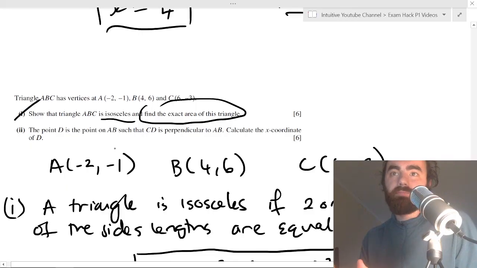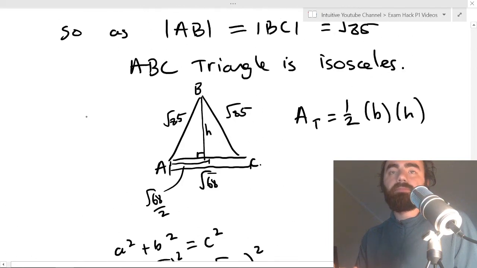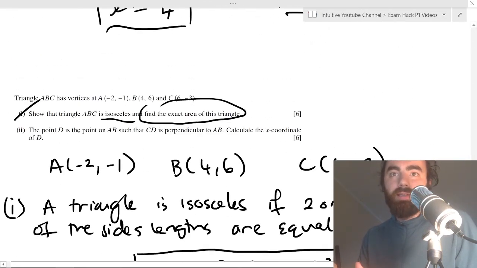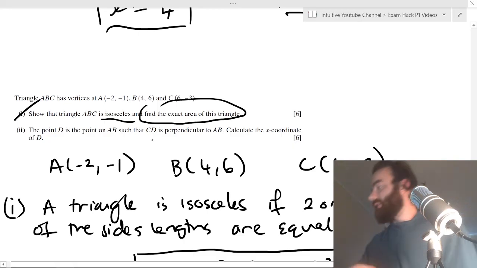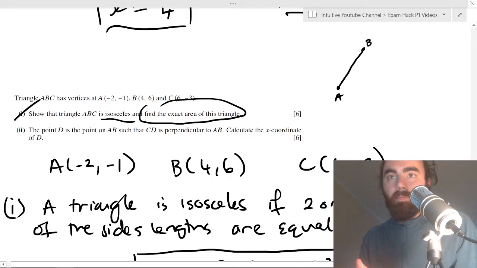And finally, part two: the point D is a point on AB such that CD is perpendicular to AB. So let's just visualize this. So we have A and B, AB. There's a point D on this line, and is such that CD is perpendicular to AB. So we've got CD, and this is C. Calculate the x-coordinate of D.